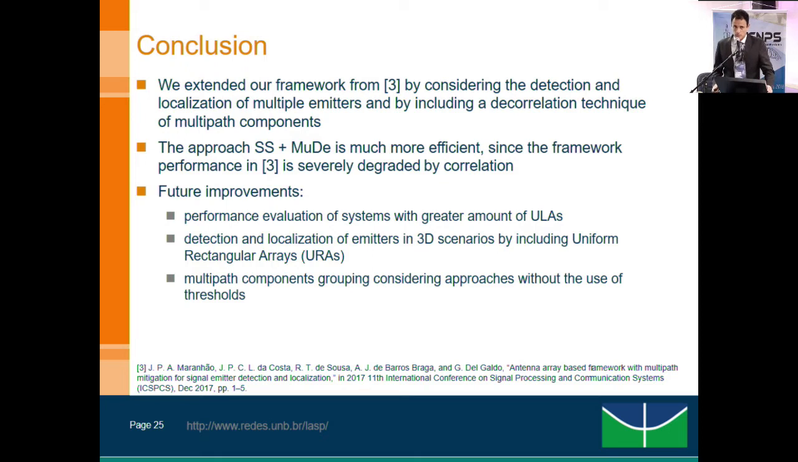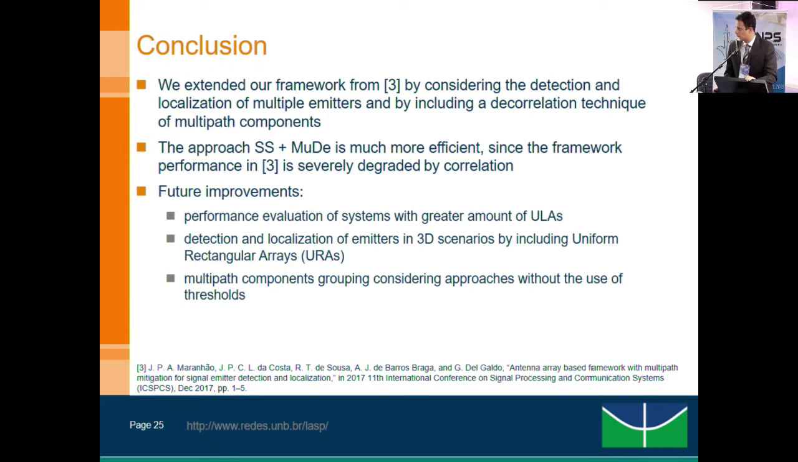So as a conclusion, we extended our previous framework by including a decorrelation technique, basically the multiple denoising or MUTE, and by considering the situation where two or more emitters are located inside the system. And the approach considering MUTE is much more efficient than our previous work.